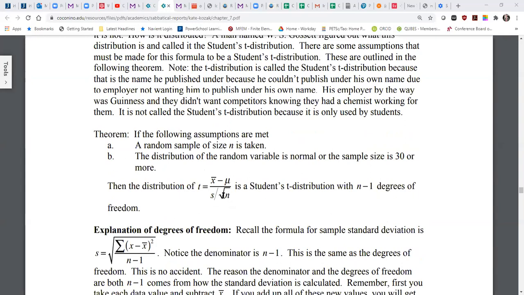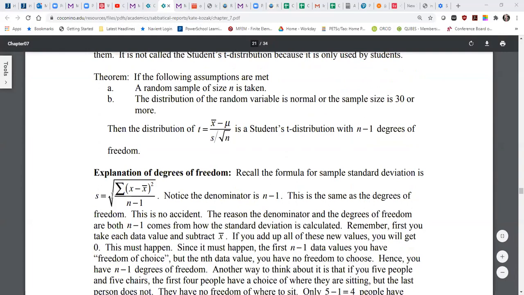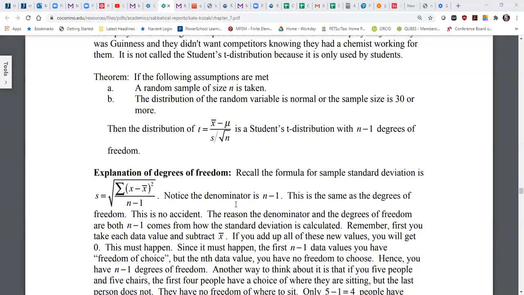And if you have to use the t distribution, you have to use this formula. You also need the degrees of freedom. So if the sample size is n, the degrees of freedom is n minus 1.